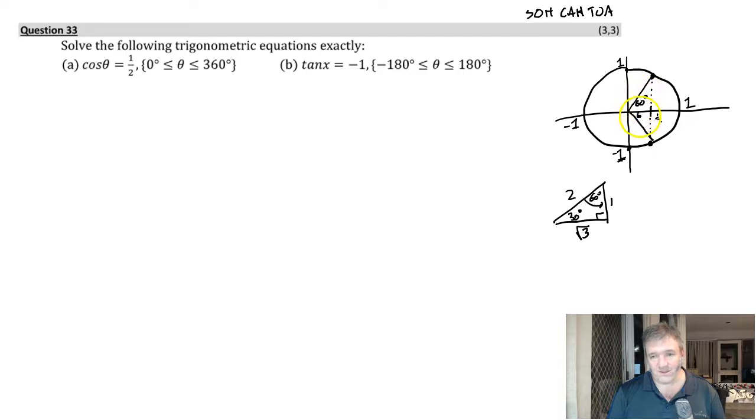There's 60 degrees there, 60 degrees here. I want the values between 0 and 360. Theta is going to equal either 60 degrees or 360 minus 60, which is, of course, 300 degrees. And you're done. Not too bad, is it?